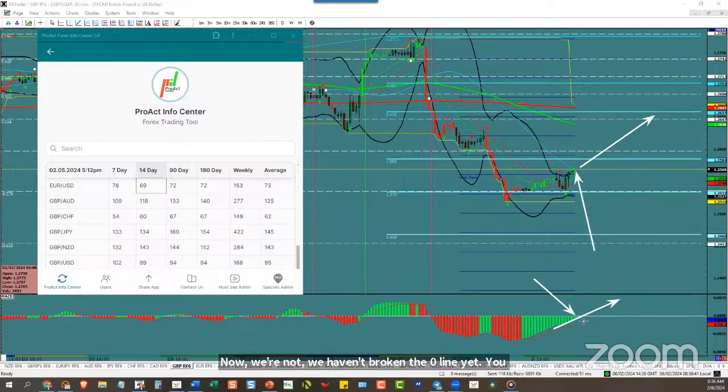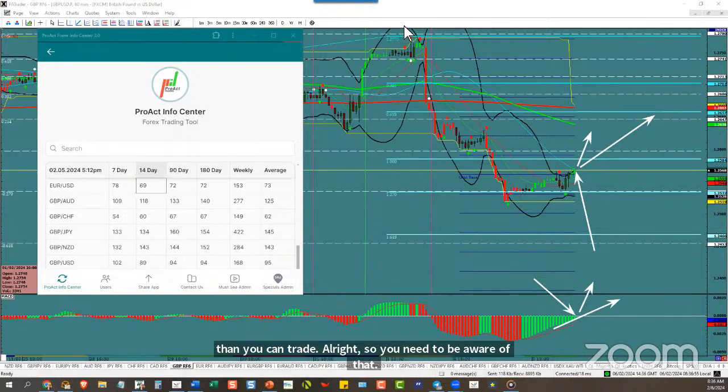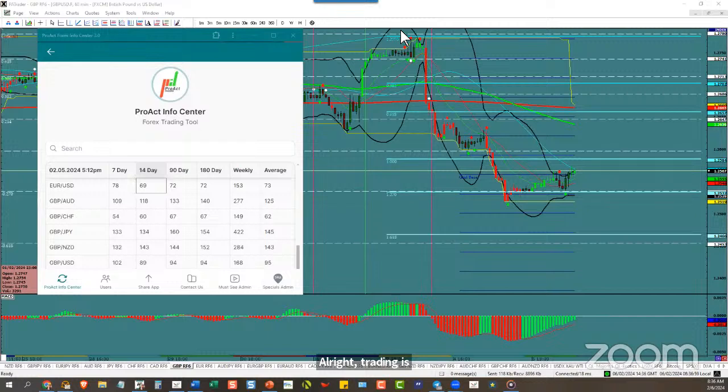But if it does break right here, if it breaks the T3 and the MACD 0 line at virtually the same time, it's 82% going to go in that direction, which is better than you can trade. So you need to be aware of that. Trading is statistics in action. Most retail traders have no clue what the statistical probability of what they're doing actually is. We're not like that. We know the statistical probability. So there we go.